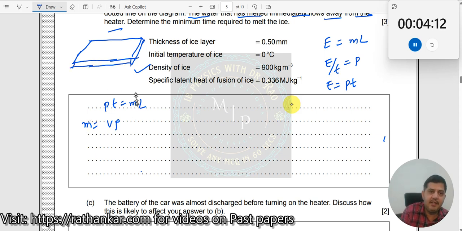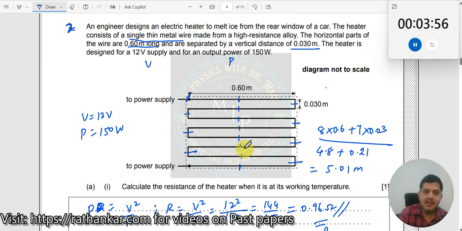Now what do you need? You need the thickness T, length L, breadth B. Do I have all these parameters? Let us look at this. The thickness of the ice layer is given as 0.5. T is available. What about your L and B over here? That's what we need. Now let me go back to the diagram and see what is happening.